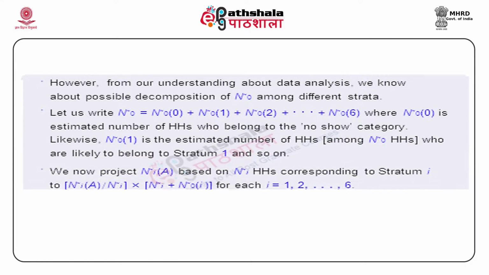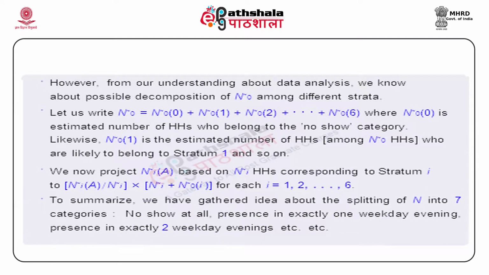We now project n i tilde A based on n i tilde households for the stratum i. So, all I am doing is looking at the incidence proportion of all those households in the category i in respect of the feature A, and that proportion I am projecting to all those who are not available today but still belong to the category i. So, to that I project this proportion and I come up with a larger number.